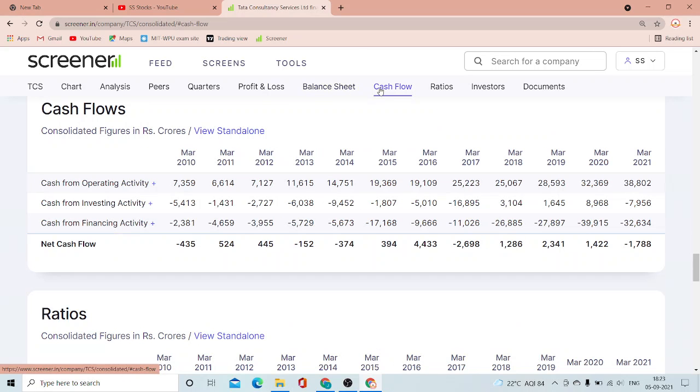Second part is cash flows. How much cash is being generated from operating activity, how much cash is generating in investing activity, and cash from financing activities. So this will give us glimpses about the cash condition of the company in terms of cash flows.